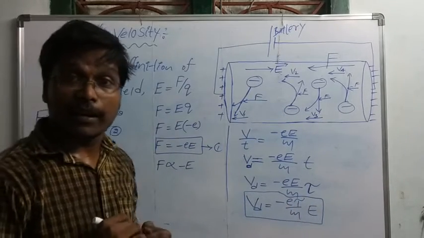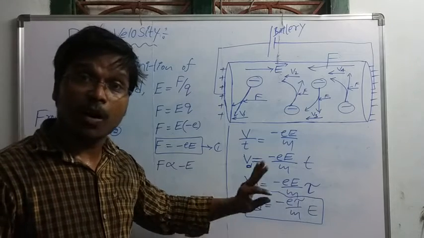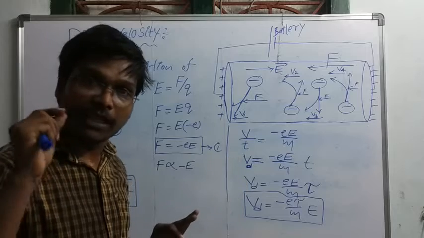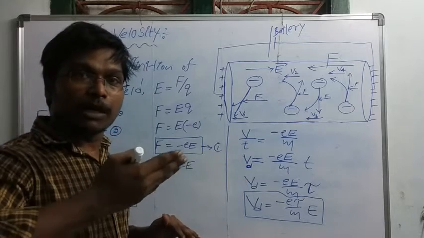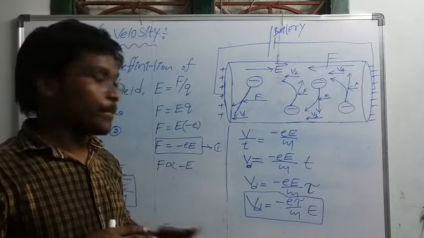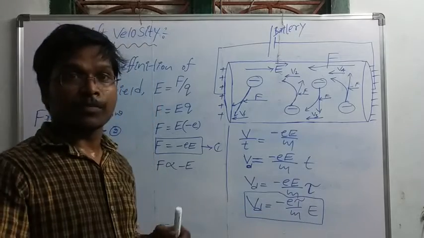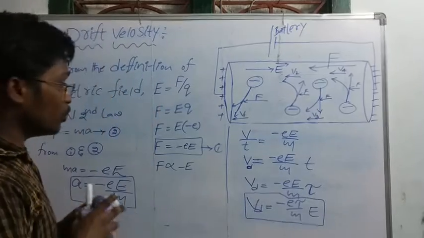This is the formula or expression of the drift velocity. This is the expression of the drift velocity, very very important. Maybe tomorrow's class, day after tomorrow's class, in all the classes we can use this expression. Drift velocity is equal to minus e tau by m into E.